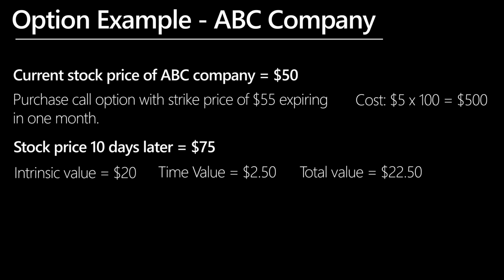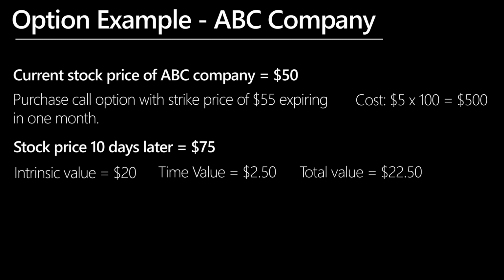And for the purposes of this video, we'll say the time value has been cut in half, but it's a little bit hard to calculate because, as I showed earlier, the amount that the time value goes down actually increases as it gets closer to the expiry date. So we'll say it's worth $2.50. So that makes the total option value at that time, 10 days later, equal to $22.50.